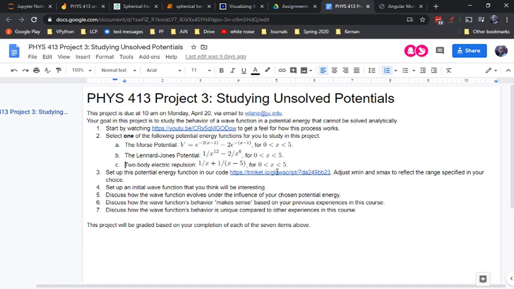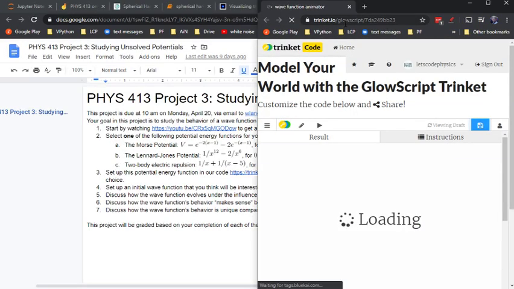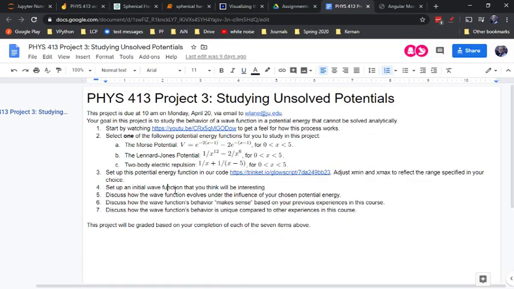I'm asking you to use the range 0 less than x less than 5 for each of them because you can't really go over the asymptotes there. So we're just going to keep it between 0 and 5. And I'm asking you to set up this potential energy in our code. So our code over here on Trinket, there are a few things you need to change. Let's take a look at the shopping list here of what you'll need to change.